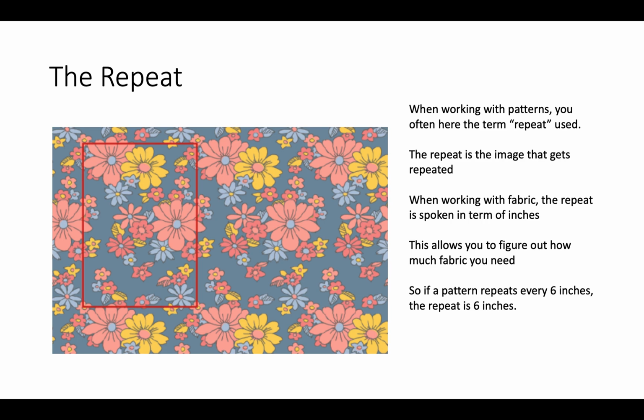So the repeat. I want to talk to you about the concept of a repeat. When working with patterns, you often hear this term repeat used. The repeat is the image that gets repeated. So here, you see I've put a square around this bit in the pattern, and that's what gets repeated over and over again. And when we work with fabric, the repeat is often spoken of in terms of inches. This allows you to figure out how much of a fabric you need. So if a pattern repeats every 6 inches, the repeat is 6 inches. And this is just something I wanted to throw in. I want you to be aware of this term, especially as you start working with fabric.